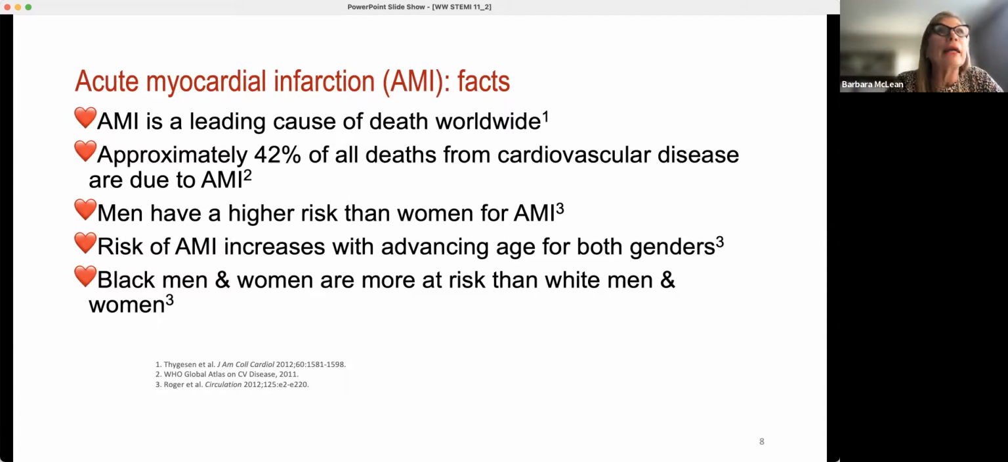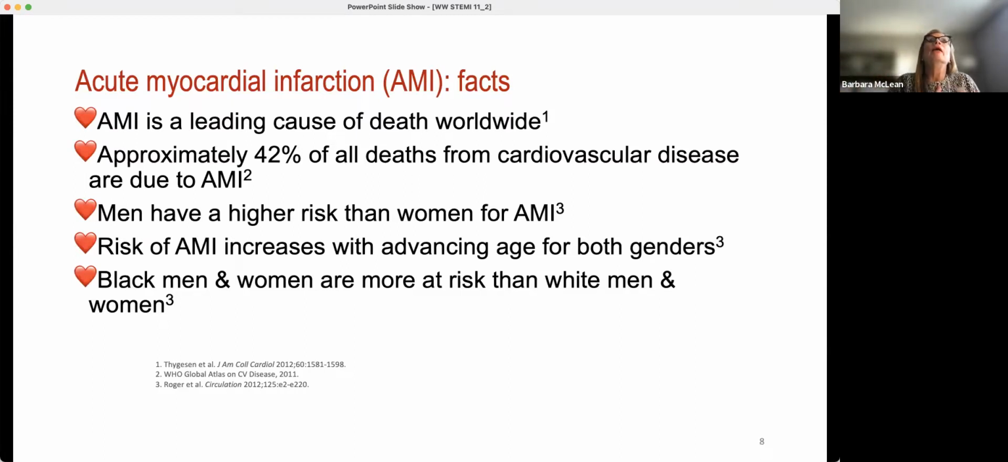So I want to remind you about how worrisome acute myocardial infarction is. Of course, we know it's a leading cause of death, and that 42% of deaths from cardiovascular disease occur from an acute myocardial infarction. Men are at higher risk than women, but women present in gentler ways.